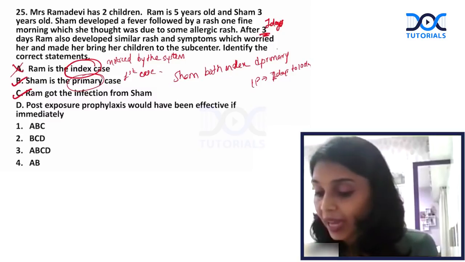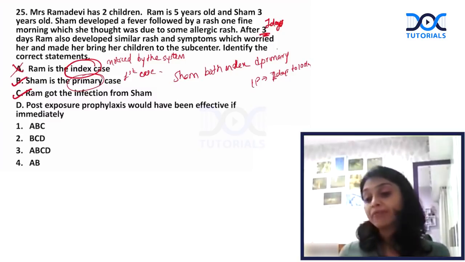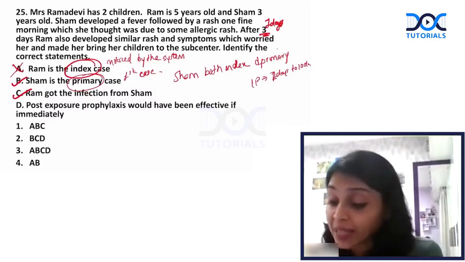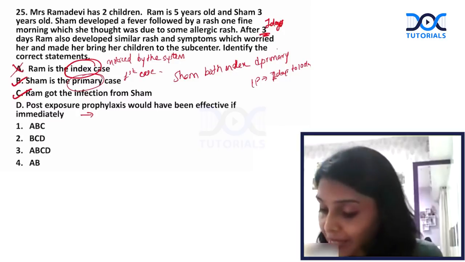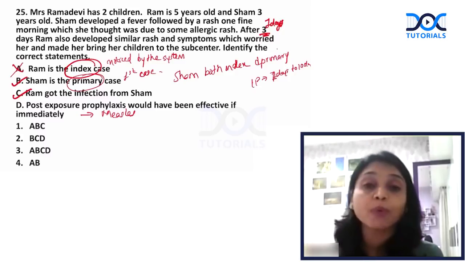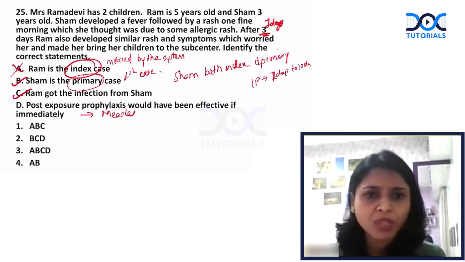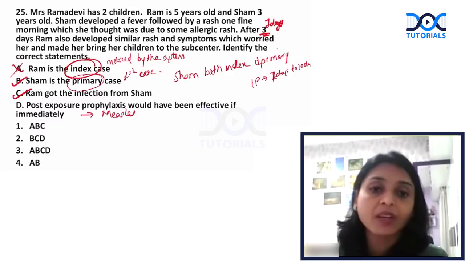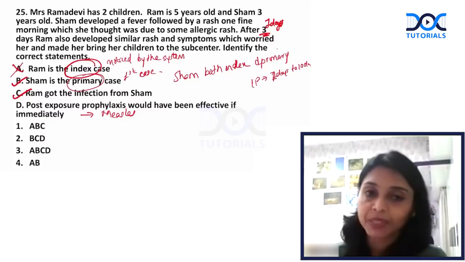Then it is okay. Post-exposure prophylaxis would have been effective if done immediately. This applies only if we are talking about measles. And in measles, what is a post-exposure prophylaxis? Is there any post-exposure prophylaxis? It was 3 days only. Sure, it was 3 days only. Okay.